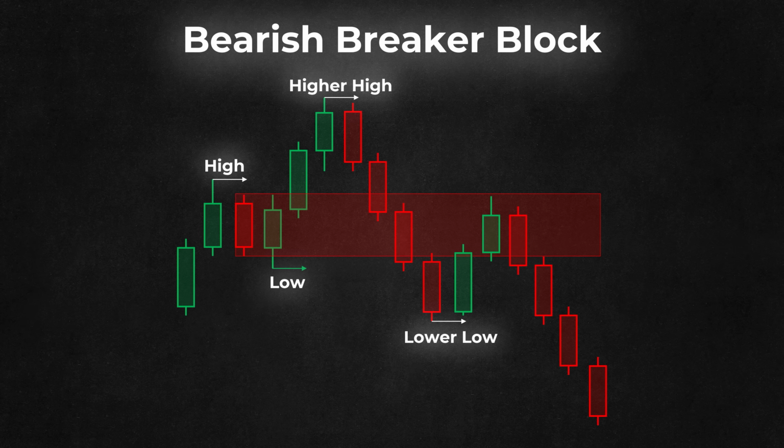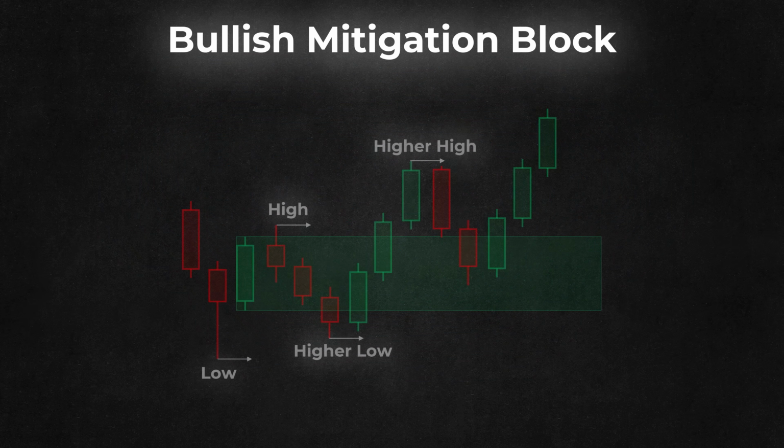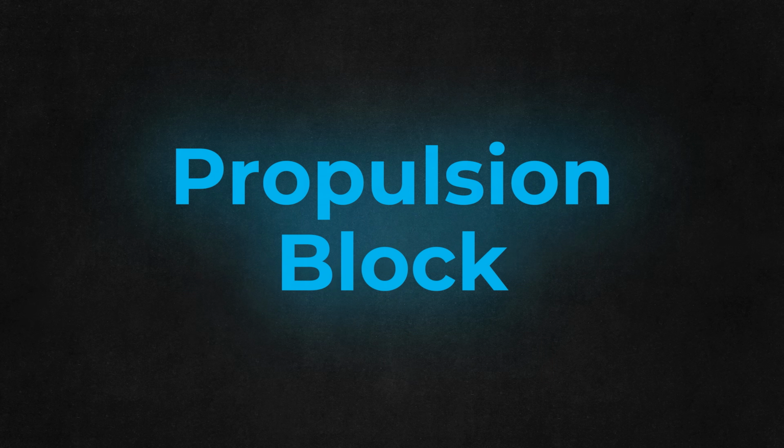The ICT method also proposes the mitigation block. The mitigation block is similar to the breaker block. The difference lies in the market structure around it. In the same way the breaker block implies a non-failure swing, the mitigation block implies a failure swing, recalling that these ideas were outlined more than 100 years ago by Dow and Wyckoff. The last kind of block, if you will, is the propulsion block, which is a slightly more complex idea.